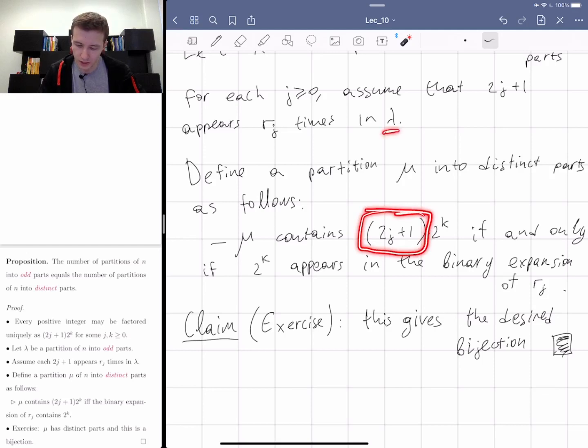And its multiplicity is going to be 2 to the k plus, well, there could be several parts of mu with the same j but with different k's. So I just sum these 2 to the k's together to get r sub j. Its binary expansion is going to consist of different 2 to the k's.